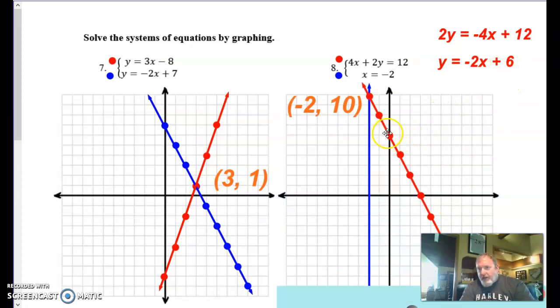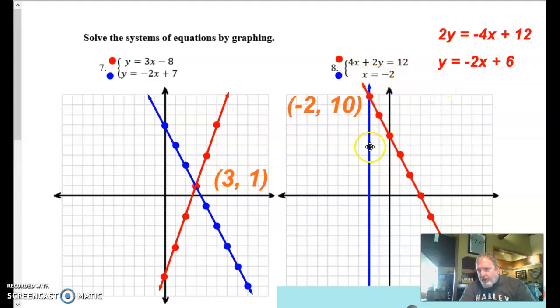That's my y-intercept. Down 2 over 1, down 2 over 1. We can do that a couple times. If you want to work backwards, we would go up 2 and left 1. And my second line is already simplified.